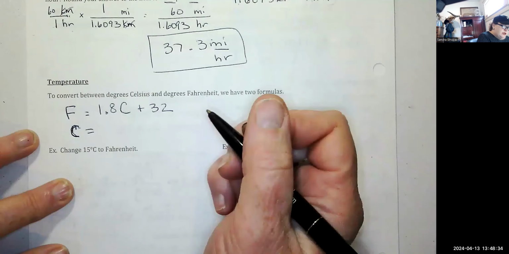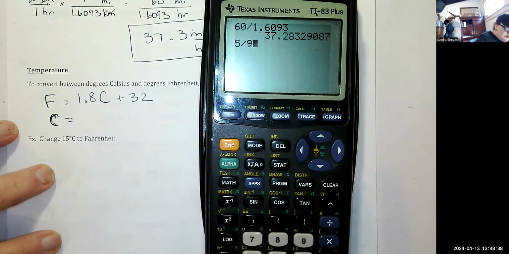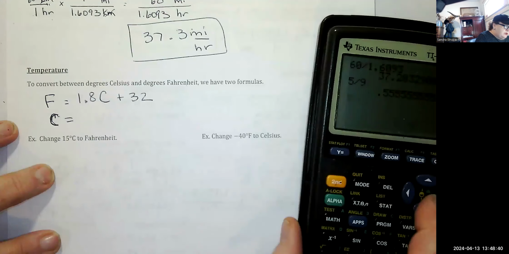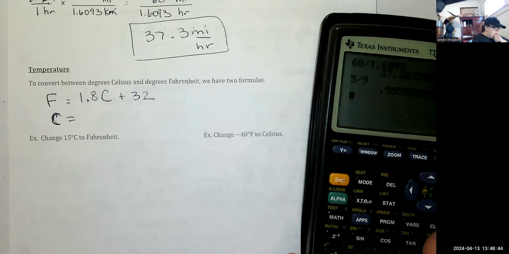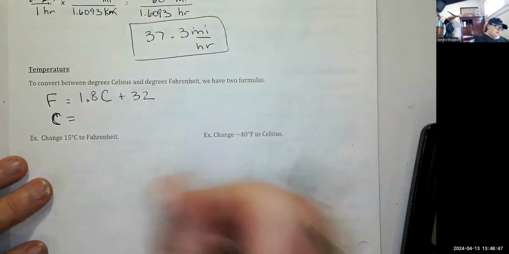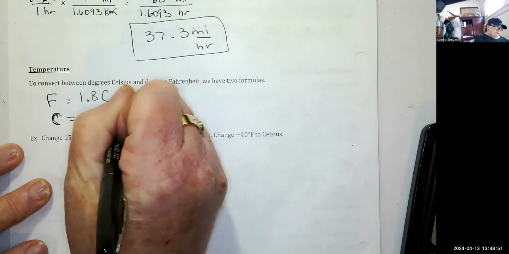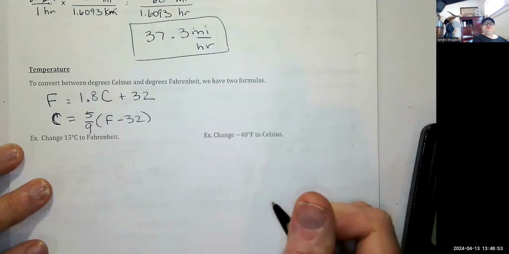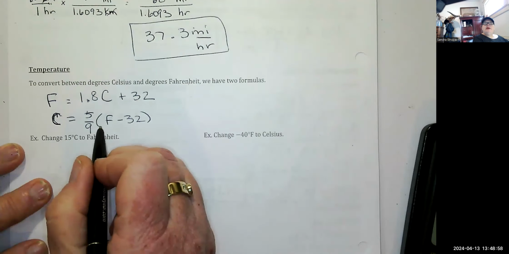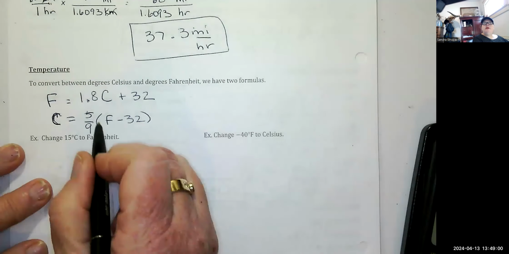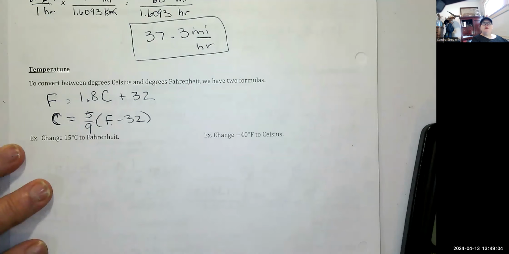instead of 1.8 times, they use the fraction also. I'm going to give you the fractional form for this one: 5/9 times F minus 32. There's an easier way to do this by distributing, but you're just going to plug in F here, subtract 32, and then multiply it times 5 and divide by 9.